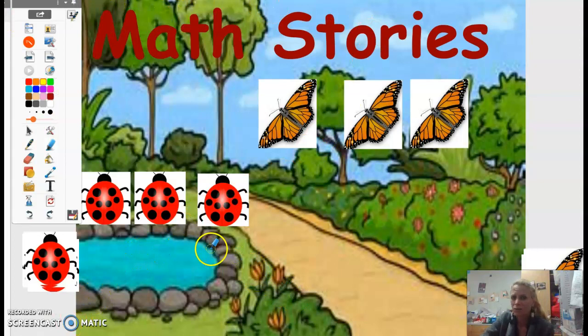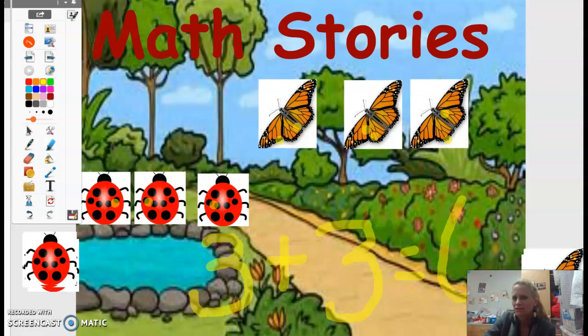Let's write that out. So we had 3 ladybugs first. So if we're adding, what should I put there? An addition sign. Yes, 3 plus, and then how many butterflies? 3. 1, 2, 3. How many did I have all together? 1, 2, 3, 4, 5, 6. Good job. Equals, and there's that number 6. Good job.